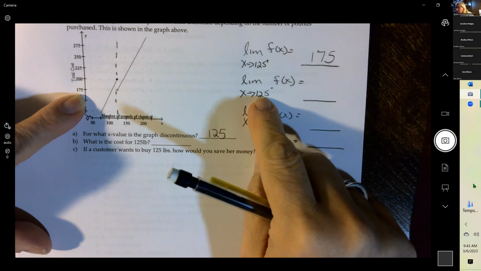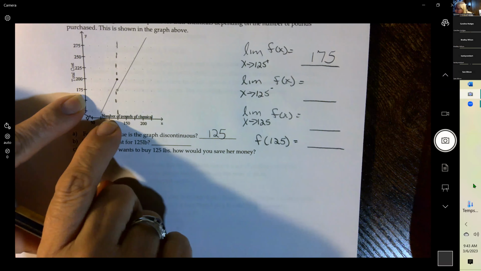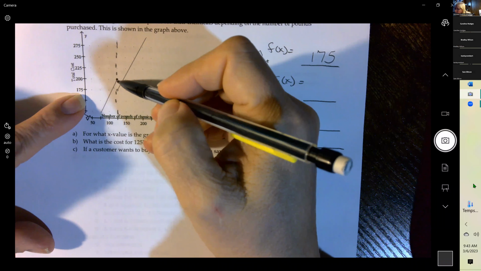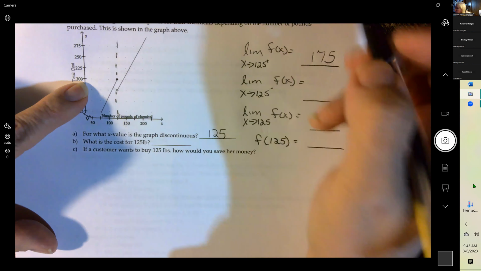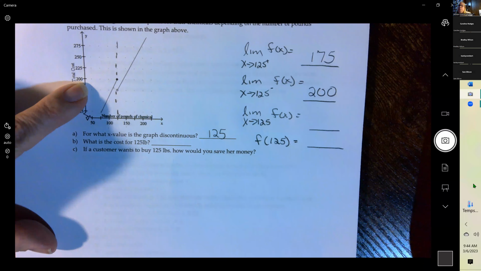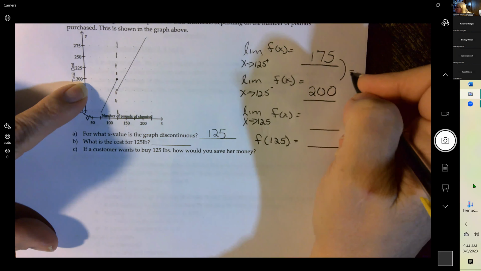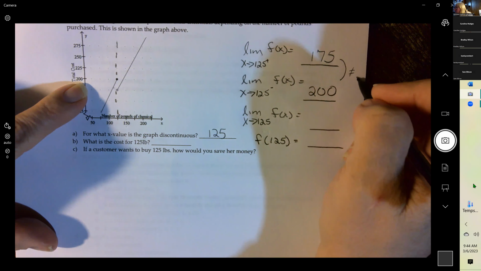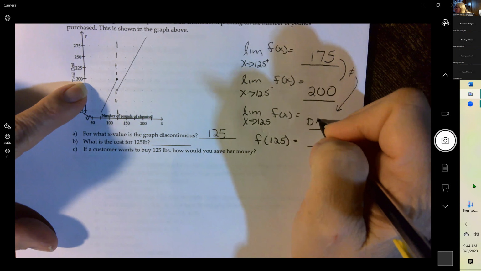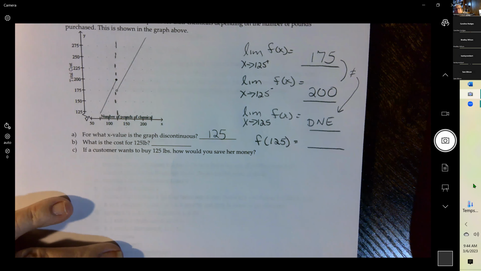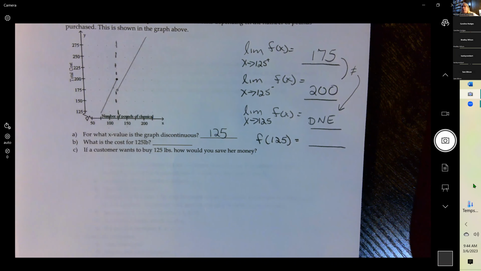From the left, go where 125 is, go to the left. That's on this side of the line. That's this graph. And it goes up to 200. This one is not equal, so this one does not exist. Any questions on that part?